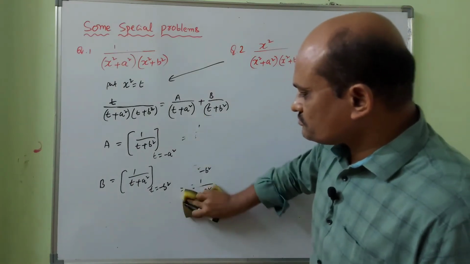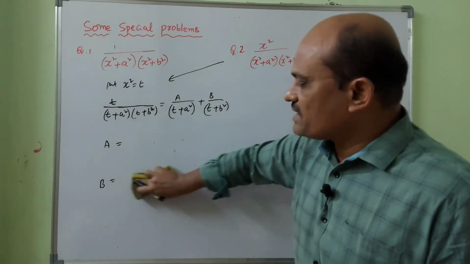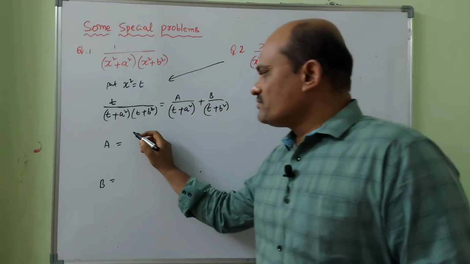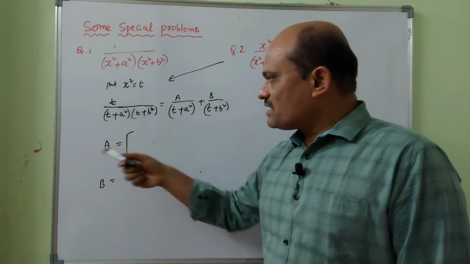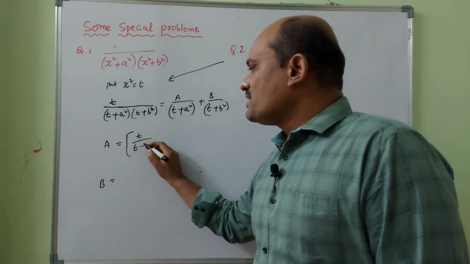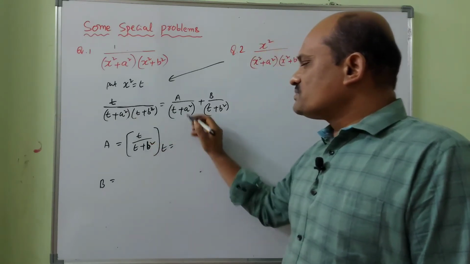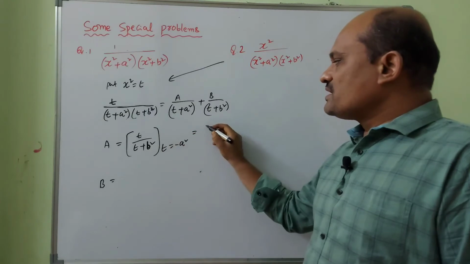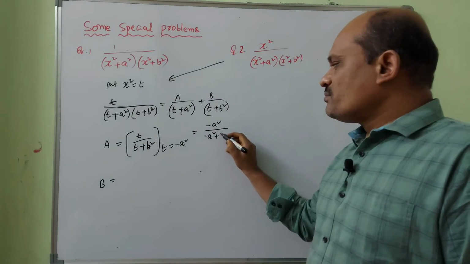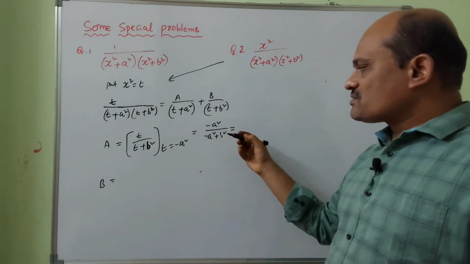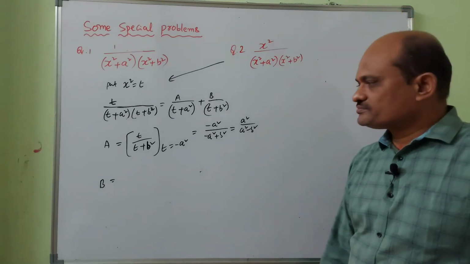Now how to find a and b? I already told you, for first degree factors the shorter method to find a and b is: to find a, leave t plus a square, write the remaining thing t by t plus b square. Here we have to substitute t equal to minus a square. What you get? Minus a square by minus a square plus b square. Take minus common, you will get a square by a square minus b square.